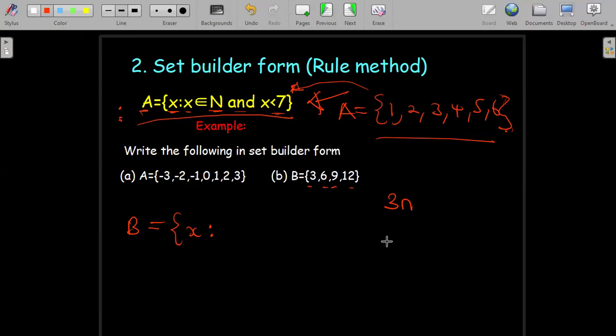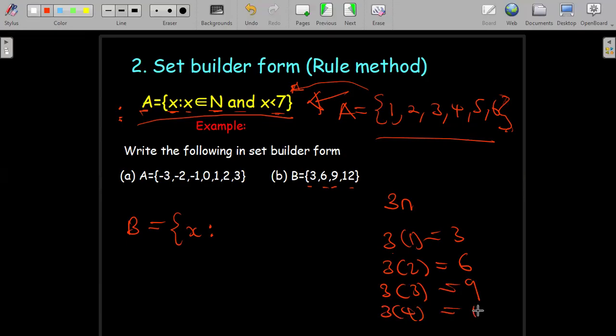You will see why I say so. If n is 1, we get that this is going to be 3, since 3 multiplied by 1 is 3. Then if n is 2, multiplied by 3, we get 6, which is the second number there. Then 3 multiplied by 3, we get 9, which is the third number there. 3 multiplied by 4, we get 12, which is the fourth number there.